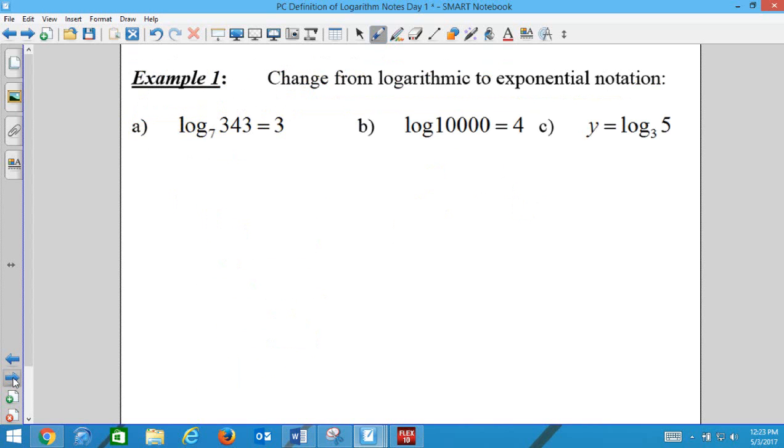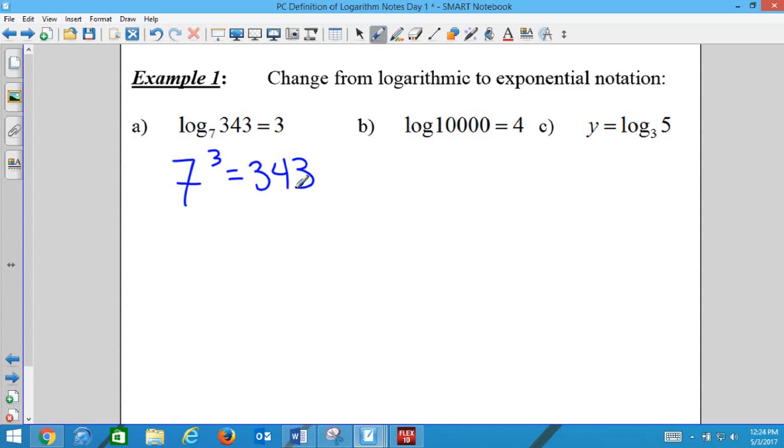Okay, so questions that are similar to what will be on your homework. The first one, just change it into exponential notation. So what is my base? The exponent is 3, equals 343. And then you think, does that make sense? Is it 7 to the 3rd? Okay, so we did it right. But please take that extra step to just think about it and make sure it makes sense.